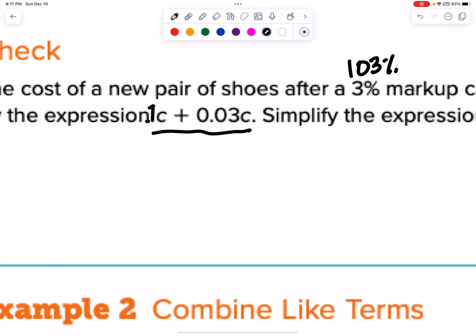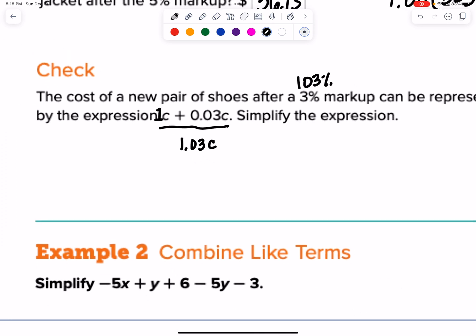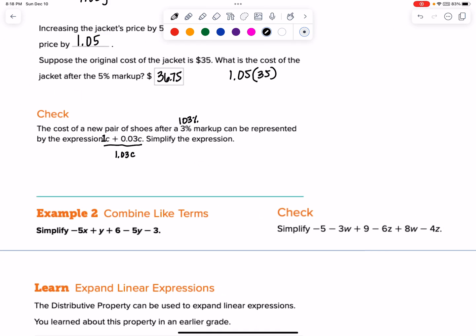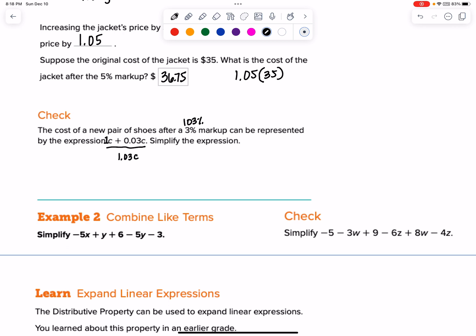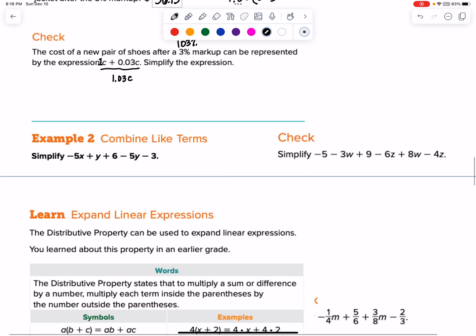I'm going to put in the invisible 1 here. So if we combine like terms, we have 1c and 0.03c. So we have 1.03c is our simplified expression that would solve that situation. Okay, all right, and there we go. Go ahead and highlight it or circle it or whatever and move on.